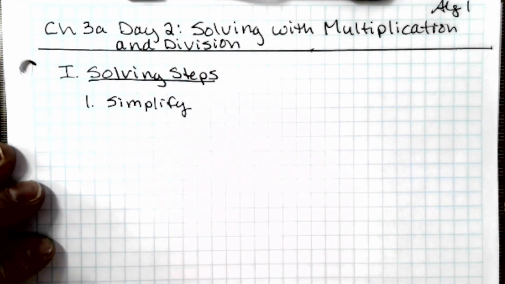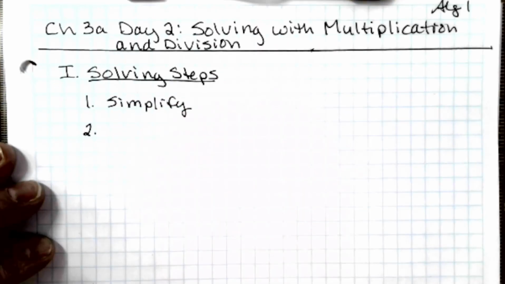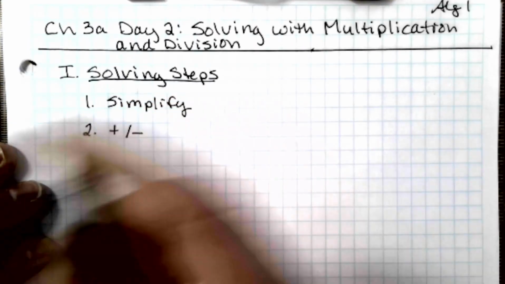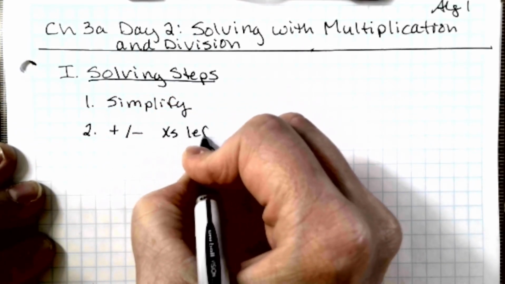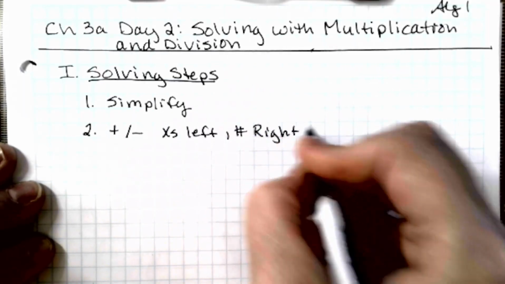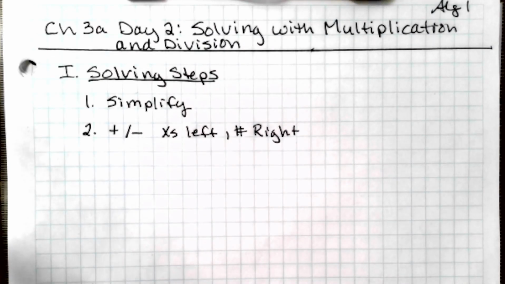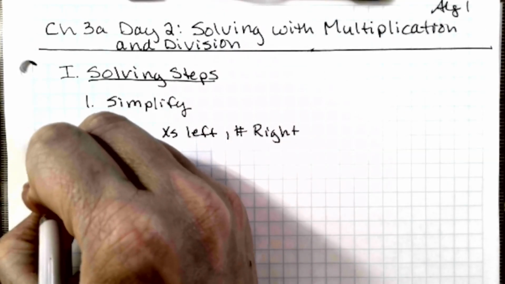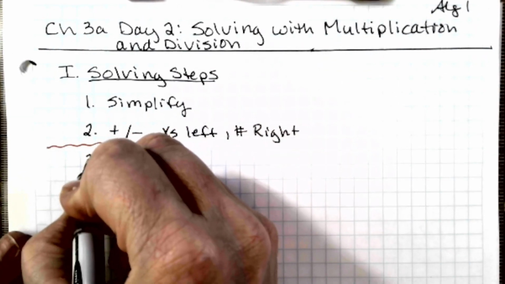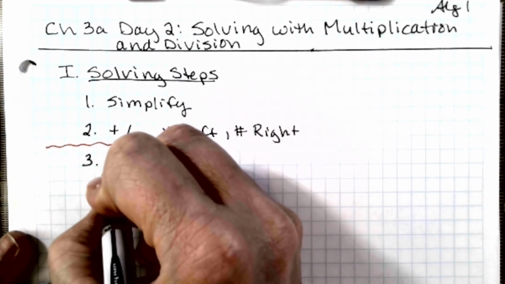This is the longest step because there's all kinds of things we can simplify. After simplifying both sides of the equation, you're going to add or subtract terms to get the x's left and the numbers right. And by left and right, I mean of the equal sign. Today's notes are for solving problems that start after step 2. So the ones we're going to be dealing with today are going to involve multiplication.